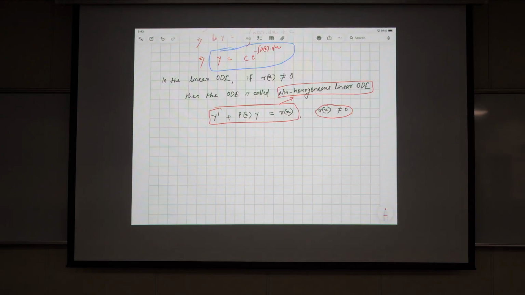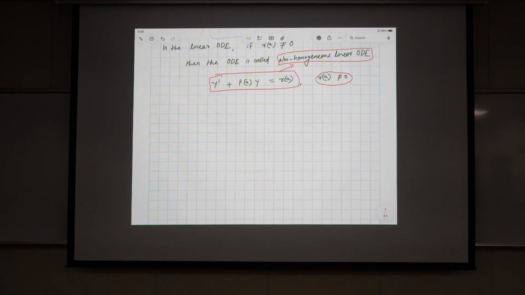Okay. Let's analyze this one in a little more detail so that we can figure out how we can solve it. Okay. So this is a non-homogeneous linear ODE. Okay. Now our focus is this non-homogeneous linear ODE. Okay. Now this ODE has two parts. One part is this left hand side part and the right hand side part is r(x). Okay.